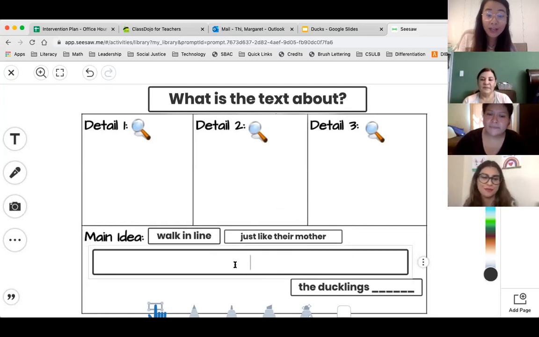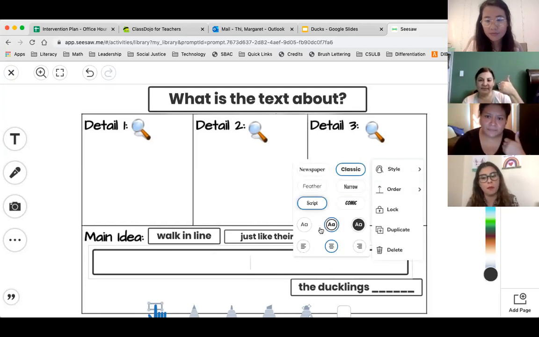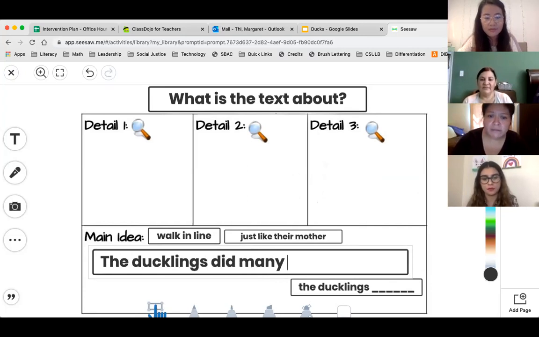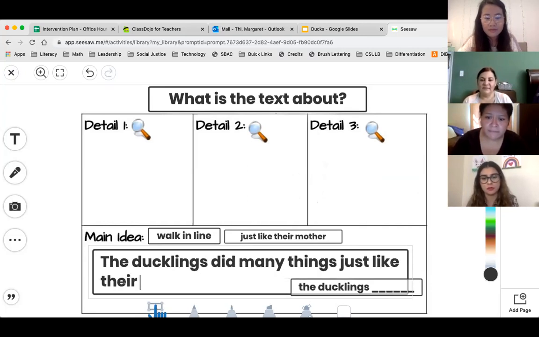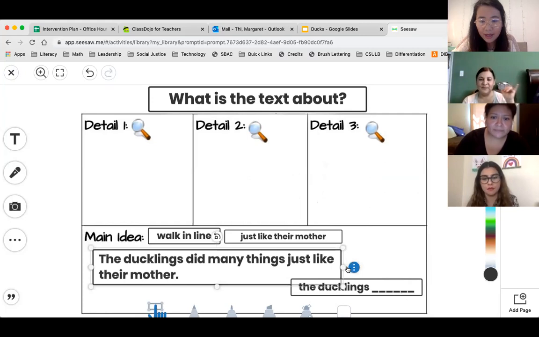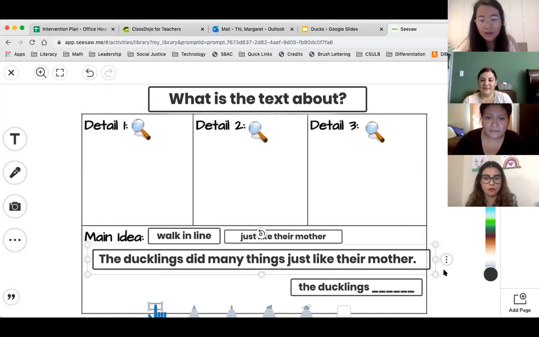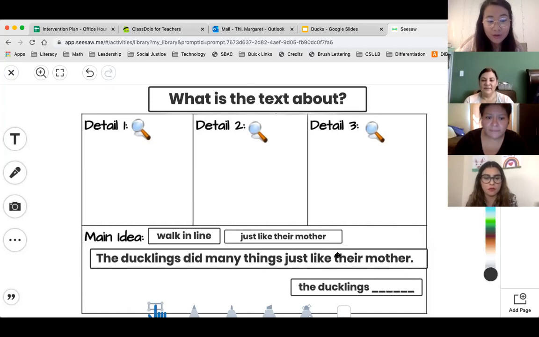Awesome. Okay, great. Can one of you help me come up with a complete sentence to write the main idea with the phrase just like their mother? Ms. Rosales? The ducklings did many things just like their mother. Teachers, how do you feel about that sentence? Is that okay? Yeah, I would agree. I think that's the main idea of the text. It's all these ducklings doing all these things just like their mother, and I know you guys know exactly why.